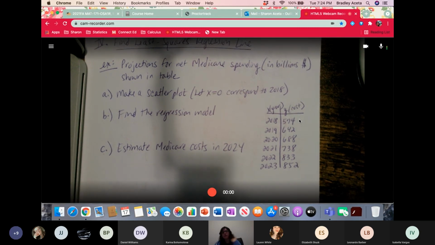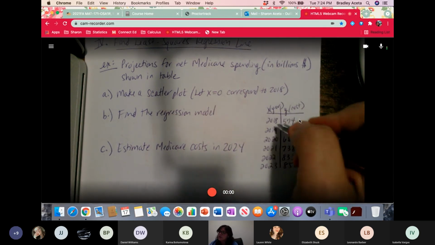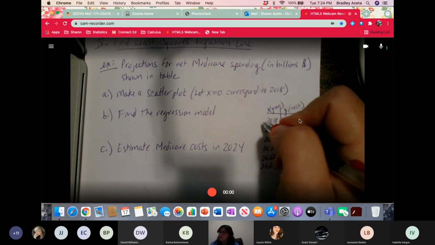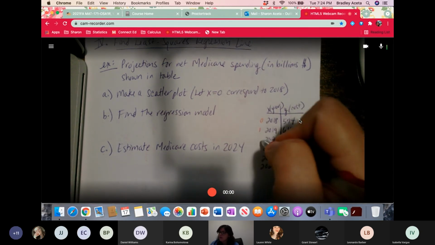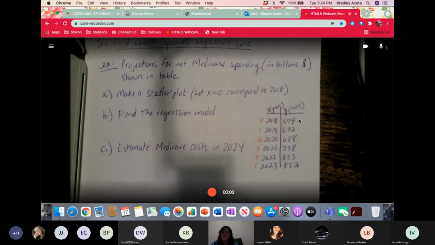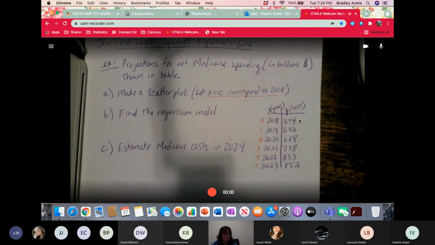Okay, so we are going to find what's called the least squares regression line. Very easy. The calculator will do literally all the work for you. First things first, I want to start with this. Let x equal 0 correspond to the year 2018. So really, you're not going to type these numbers into your calculator. You're going to type 0, 1, 2, 3, 4, and 5. Okay? So that's what that part means right there.